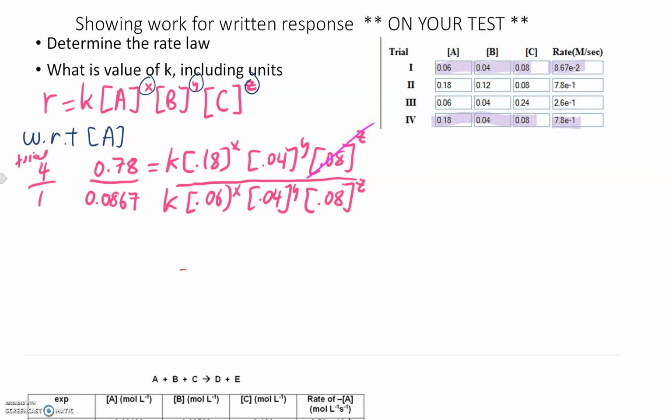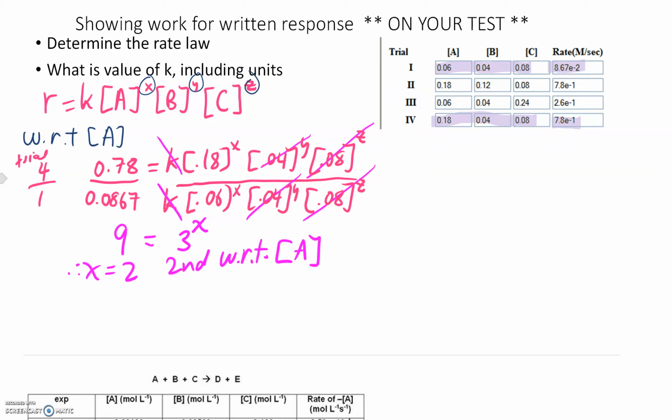When I look at this, I have 0.08 to the z on the top and the bottom, and 0.04 to the y on the top and the bottom. The rate constant is a constant, and since I'm dividing it by itself, it equals 1. So now I've got 0.18 divided by 0.06, which is 3. So I have 3 to the x, and I plug this into my calculator. I can only have 2 sig figs, so with 2 sig figs, this is 9.0. You could show a log calculation, but I think you can do this part by reasoning. If 3 to the x equals 9, x must equal 2, since 3 squared is 9. So it's second order with respect to A.